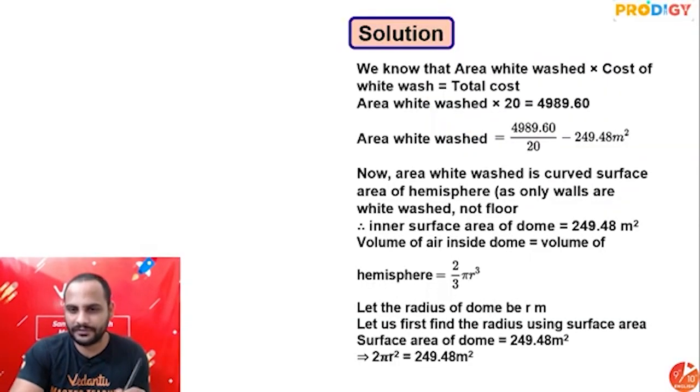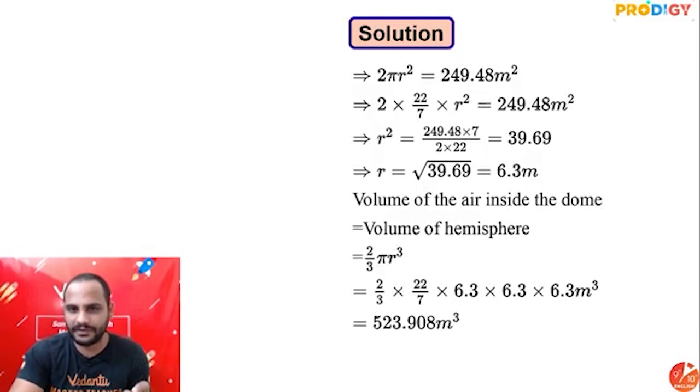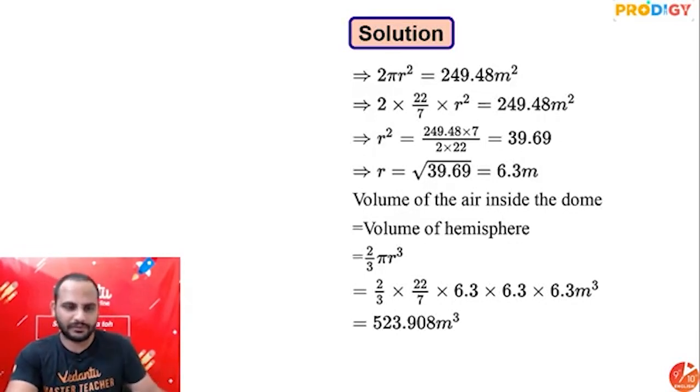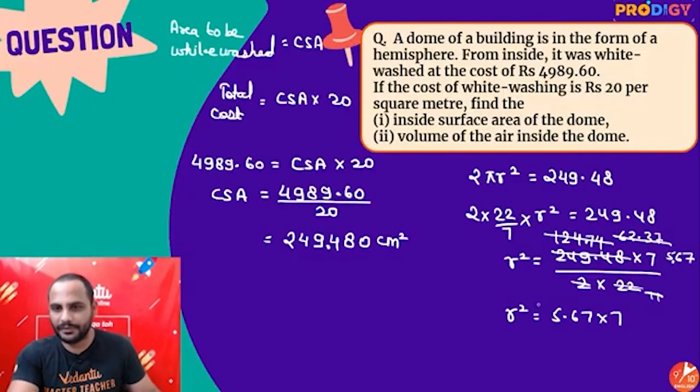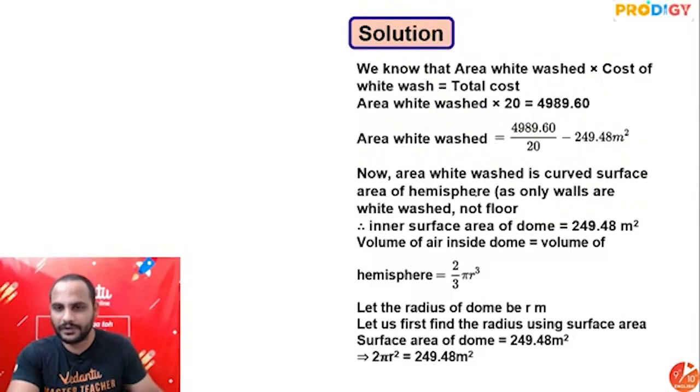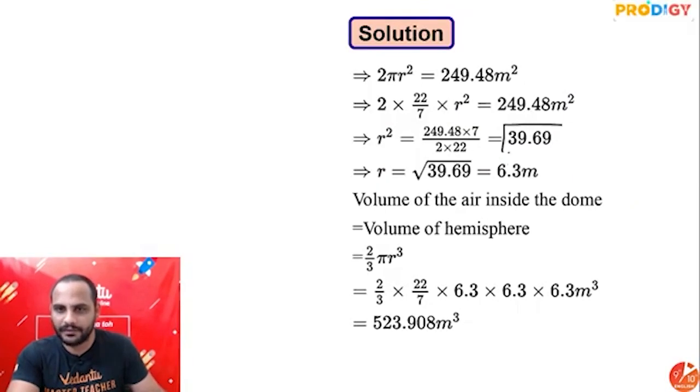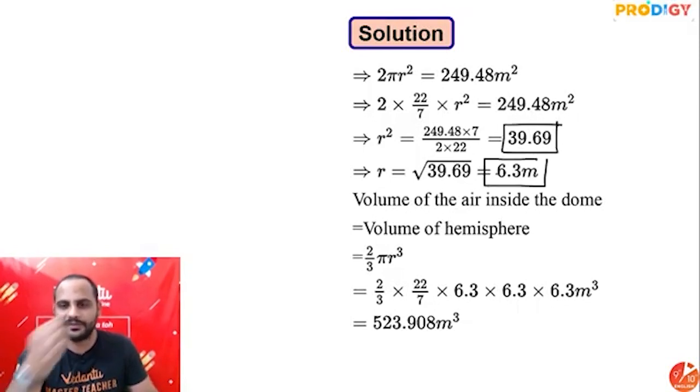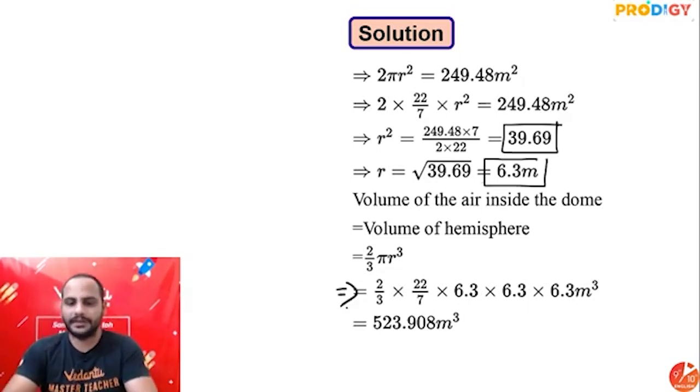5.67 is not a perfect square. Am I getting something in square root? Calculation is too lengthy, obviously very lengthy, so you can manage it from over here. From here you'll get r square, and once you get this value, the square root of it will be around 6.3 meters. So directly you can get the volume.